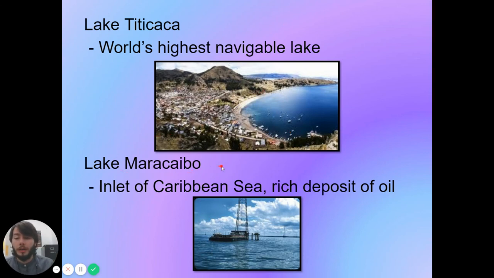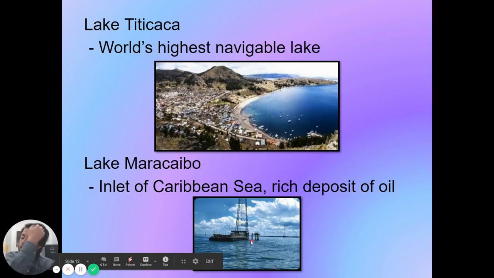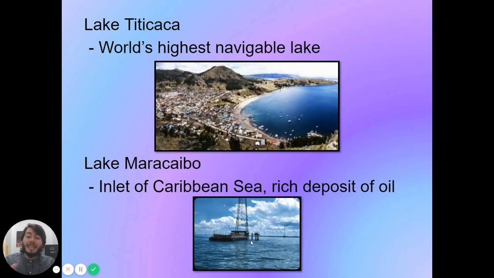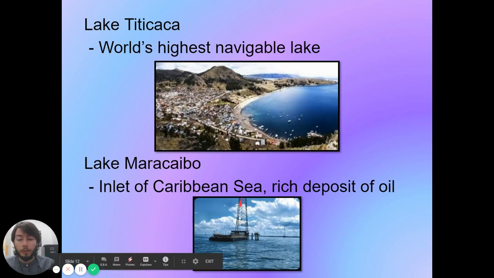Then you have Lake Maracaibo. This is an inlet of the Caribbean Sea. It contains rich deposits of oil. So at the bottom of Lake Maracaibo, there is oil, not in the water, but beneath the land. That's the bottom of the lake. There's big pockets of oil, and they build these big oil rigs in Lake Maracaibo to drill down and pull the oil out.